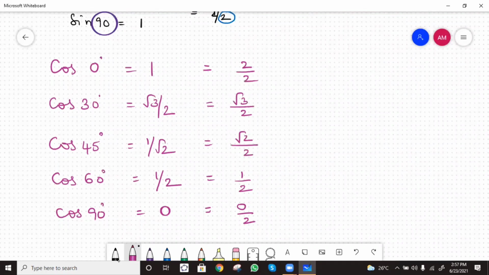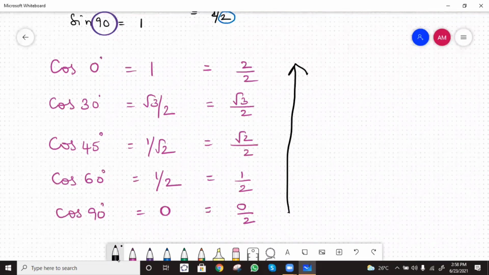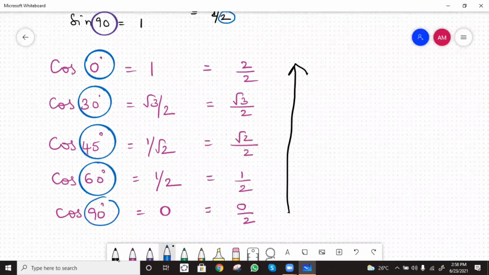So observe all these values. We have 2 common in the denominator. So we compare the numerator. How is it changing? It is decreasing, isn't it? It is increasing from down: 0, 1, root 2, root 3, root 4. And what about these angles? Are they increasing or decreasing? They are increasing, isn't it?